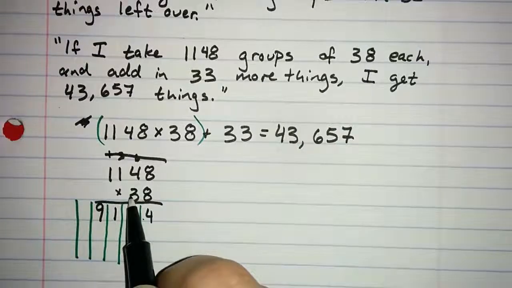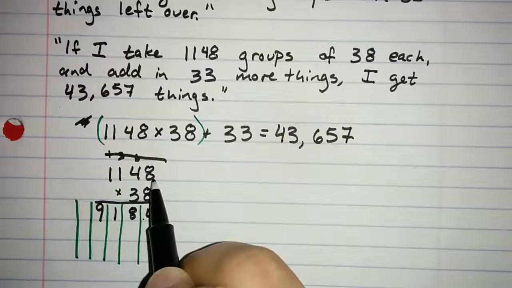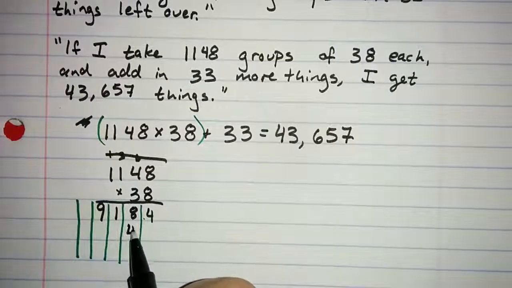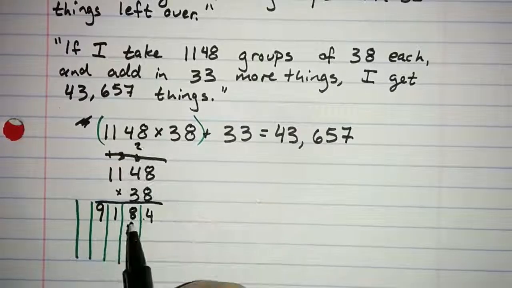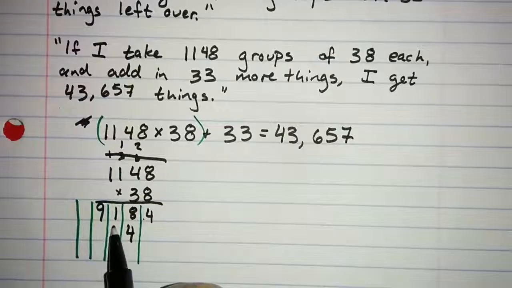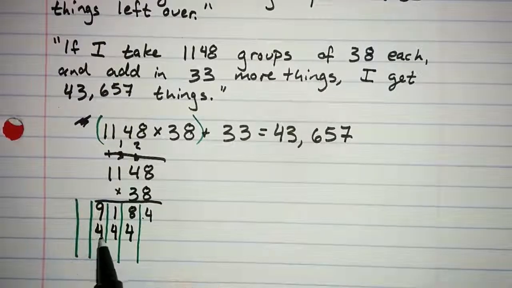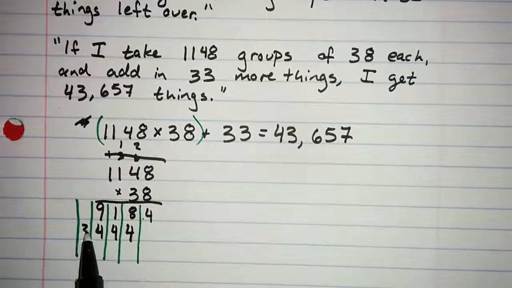All right. Now I multiply 3 times 8 is 24. And where do I write down the 4? Right, in the tens place. Carry the 2. 3 times 4 is 12, plus 2 is 14. 3 times 1 is 3, plus 1 is 4. 3 times 1 is 3.